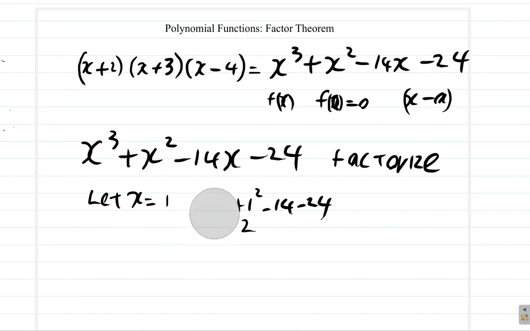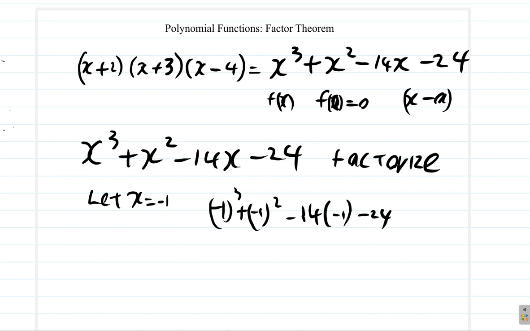So you try negative 1. Let x equal negative 1. Negative 1 cubed plus negative 1 squared minus 14 by negative 1 minus 24. This will give you negative 1 plus 1, that's 0. Minus 14 by negative 1 is a positive 14 minus 24, and that's certainly not going to give you 0. So now you try 2.